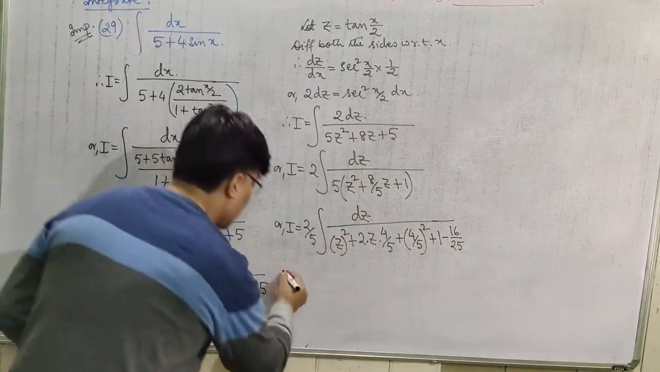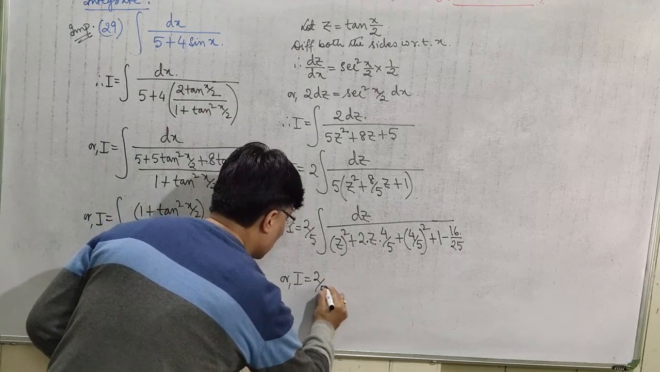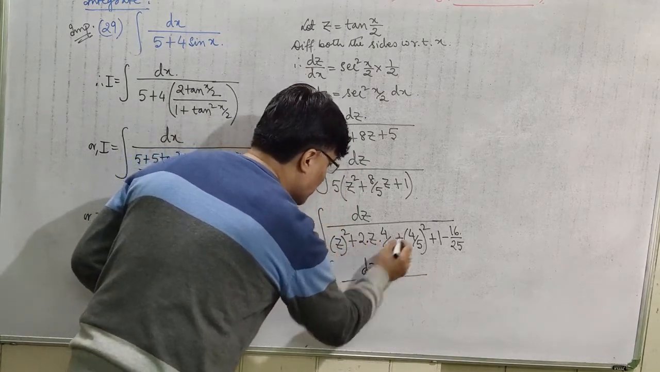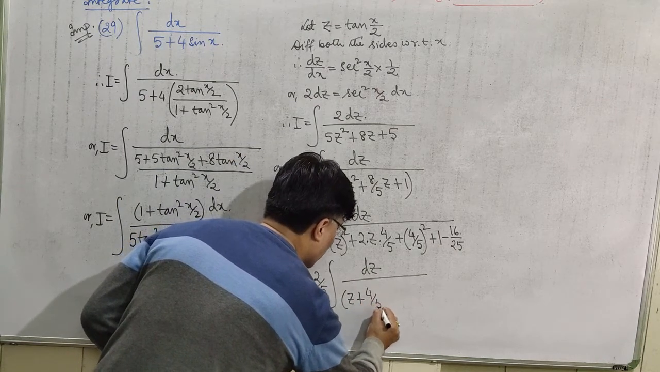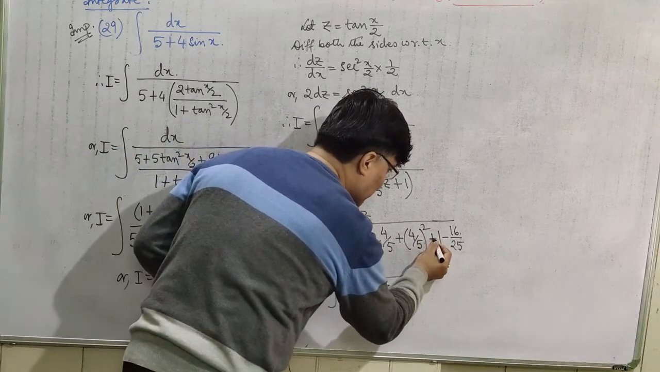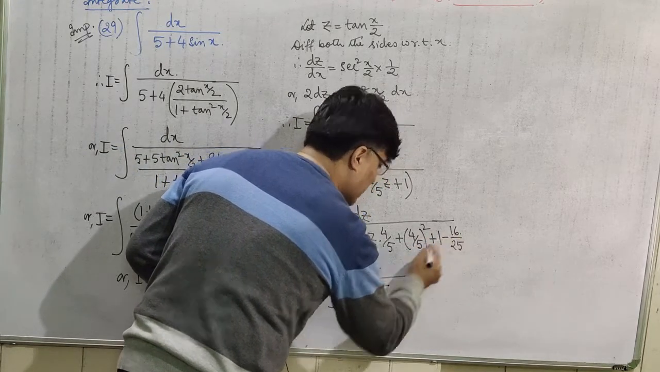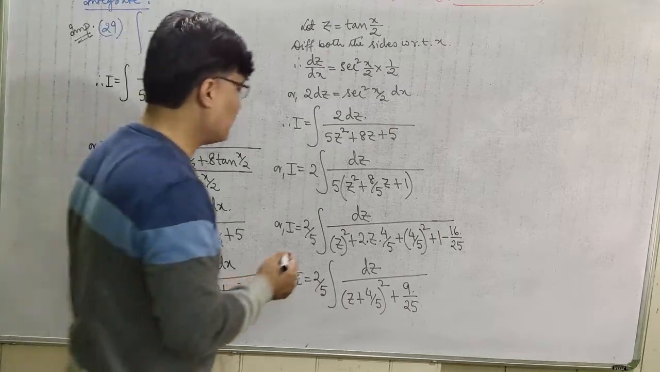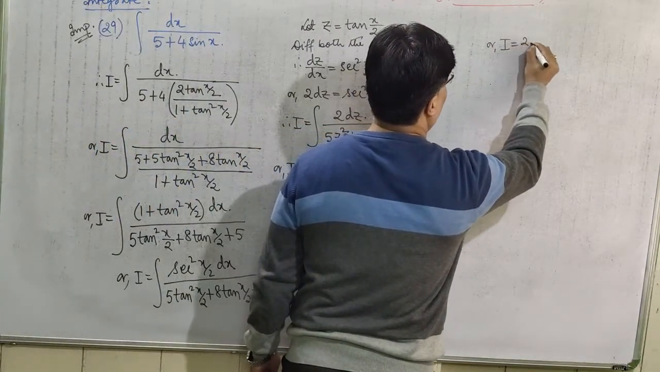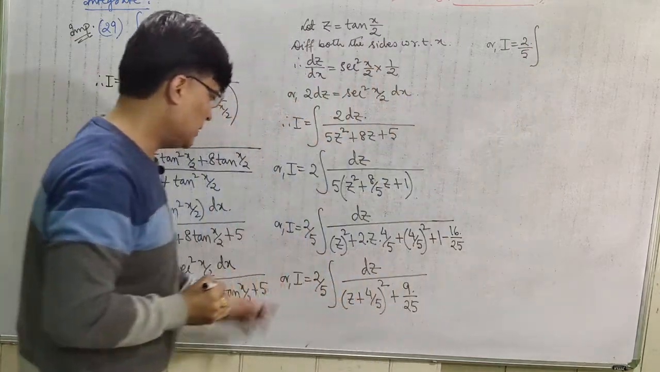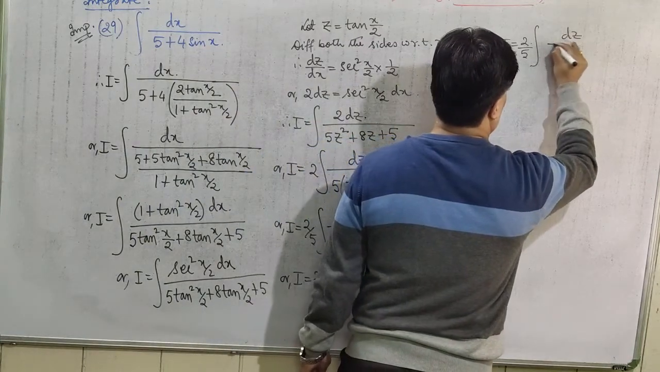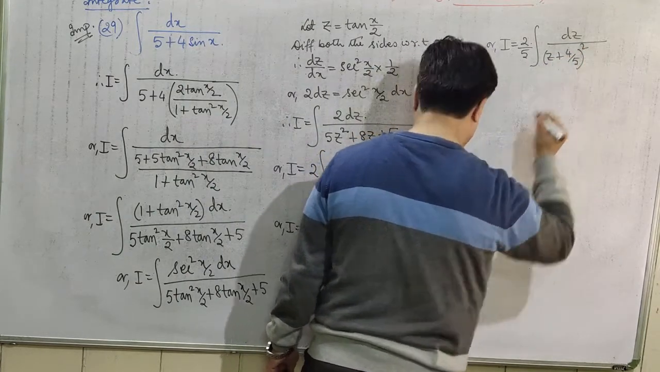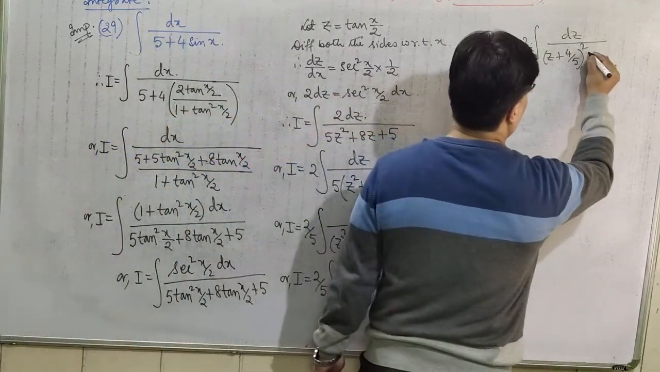Is that understood now? So I is equal to 2 by 5 integration of dz divided by a square plus 2ab plus b whole square, that is z plus 4 upon 5 whole square. Now let us simplify it. Plus 1 minus 16 by 25. 25 ones are 25 minus 16 plus 9 by 25. Is that clear? So now convert into standard form. I is equal to 2 by 5 integration of dz divided by z plus 4 by 5 whole square plus 9 by 25.